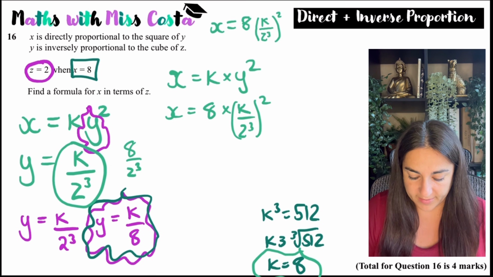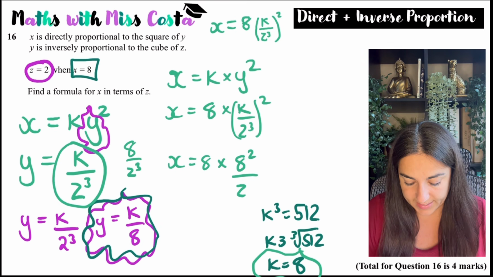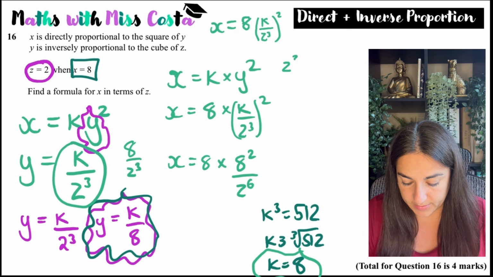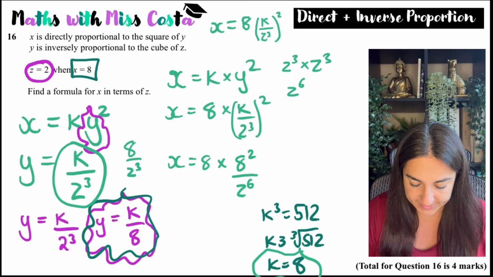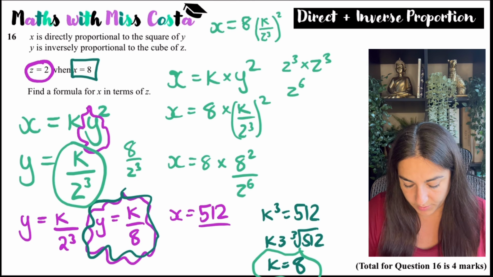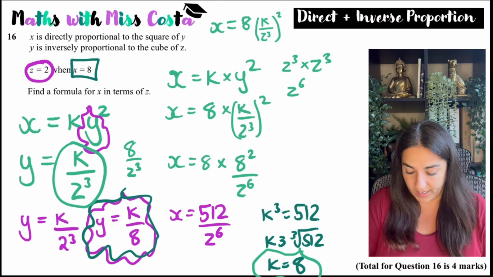K is 8. So x is going to be 8 times by 8 squared over z to the power of 6, because z cubed times by z cubed, when you multiply indices, you add the powers, so that becomes z to the power of 6. 8 times 8 squared is going to be 512. So your final formula is going to be x equals 512 over z to the power of 6. But this was a very, very difficult one.